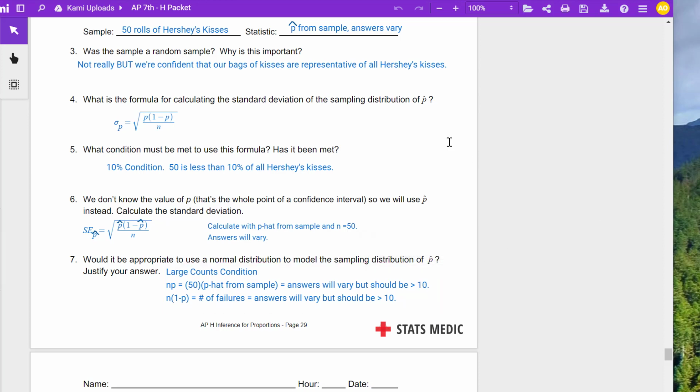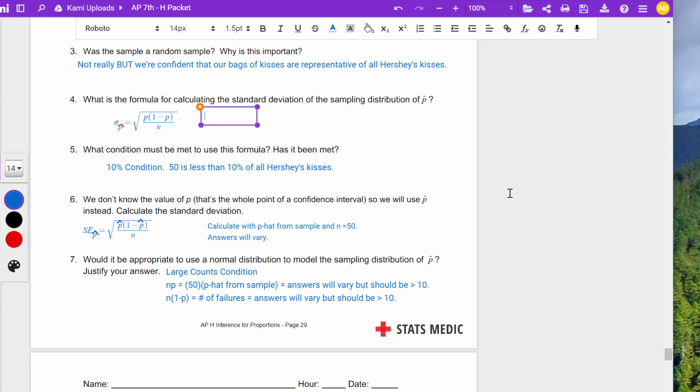All right. So what was the formula for calculating the standard deviation of the sampling distribution of p hat? Sigma p hat is equal to the square root of p times 1 minus p over n, where p is the true proportion. But in this instance, we don't know the true proportion.